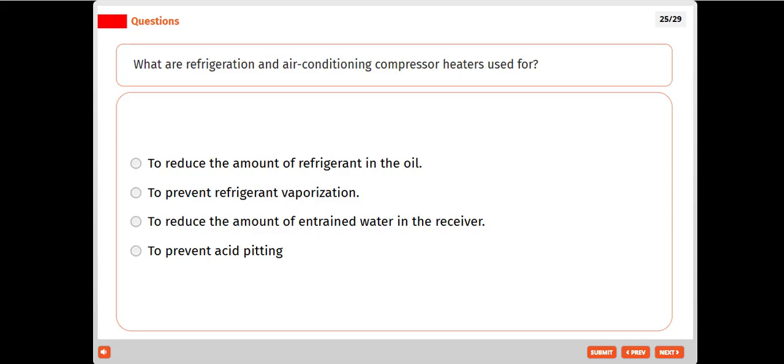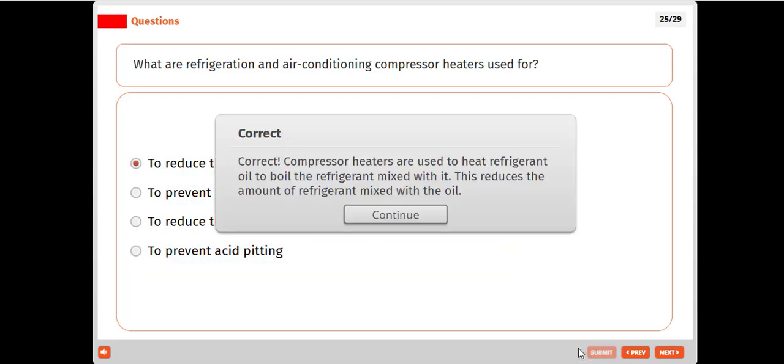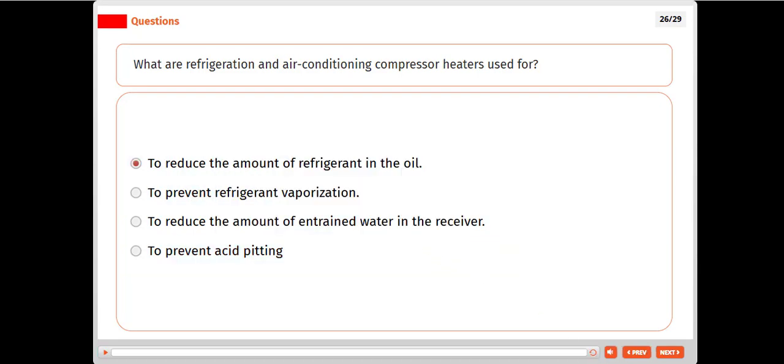What are refrigeration and air conditioning compressor heaters used for? Compressor heaters to reduce the amount of refrigeration oil, to prevent refrigeration evaporation, to reduce the amount of entering water in the receiver, to prevent acid buildup. Okay, to reduce the amount of refrigerant in the oil.